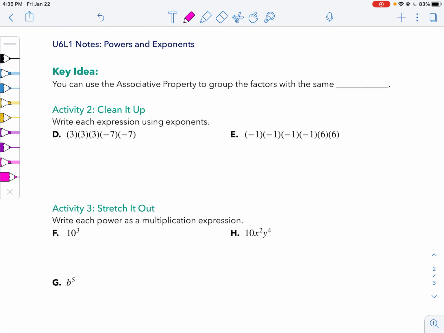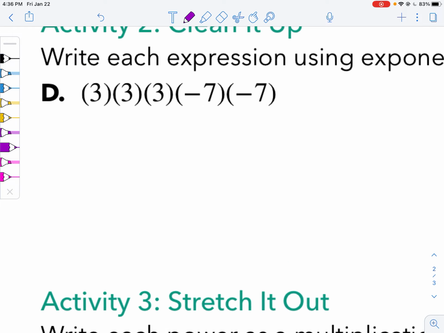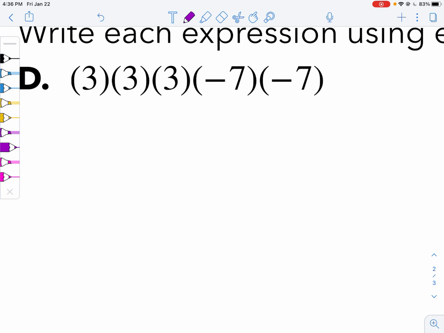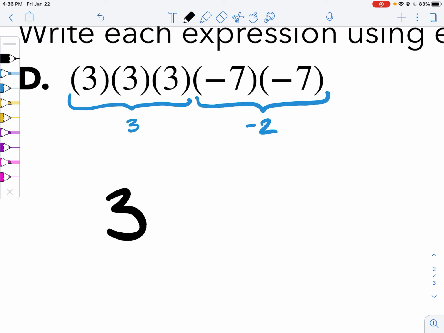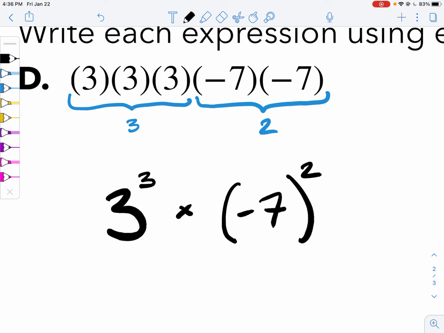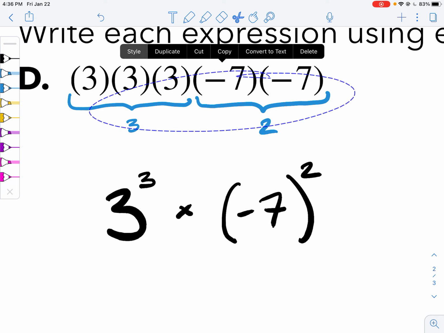Okay, why is this helpful? Well, it helps you clean things up. So if you have a bunch of numbers together, you can group these factors, that is numbers being multiplied. You can group them all by the same base. So let's look at this guy right here. We've got 3 3s. Okay, so we've got 3 of those, and we've got 2 -7ths. So that means we can say this is the same thing as 3 to the 3rd power times -7 to the 2nd power. I don't know why I made that negative, but anyway. Because you count how many times it shows up.